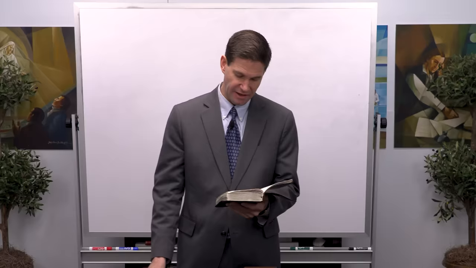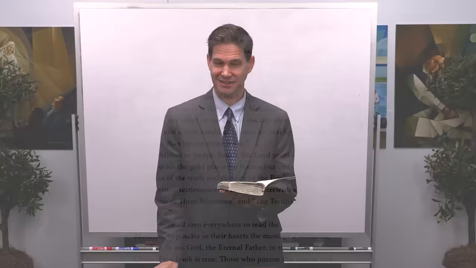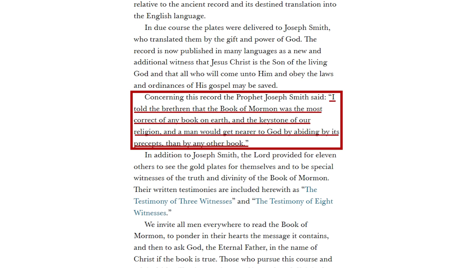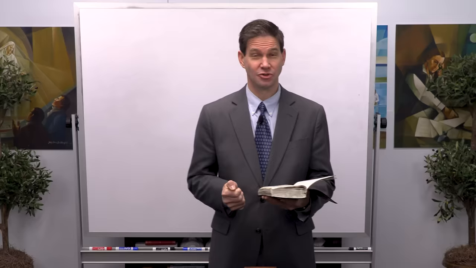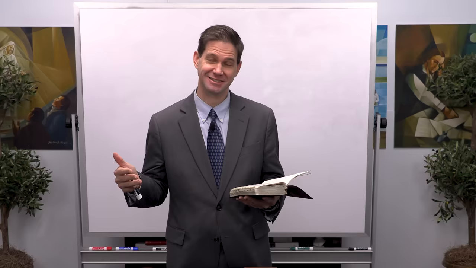If you look at paragraph 6 in the introduction, they're quoting the prophet Joseph here. I love this statement in paragraph 6. "I told the brethren that the Book of Mormon was the most correct of any book on earth and the keystone of our religion, and a man would get nearer to God by abiding by its precepts than by any other book." You'll notice he didn't say a person could get nearer to God by reading this book. He said you get closer to God by abiding by the precepts in this book.